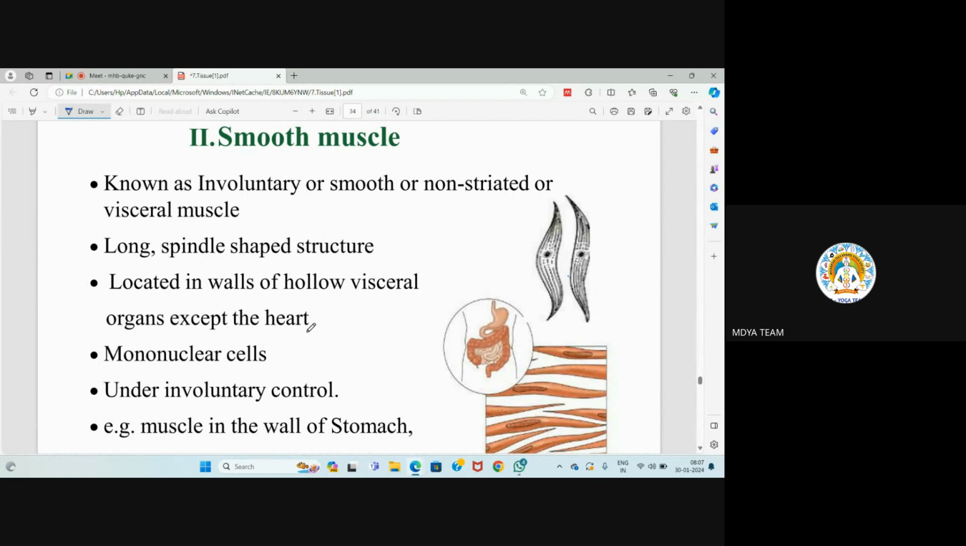And these smooth muscles are mononuclear cells, means smooth muscles have one nucleus in one cell, under involuntary control. Yes, smooth muscles are involuntary. We cannot control our smooth muscles. Muscles in wall of stomach is an example of smooth muscles.